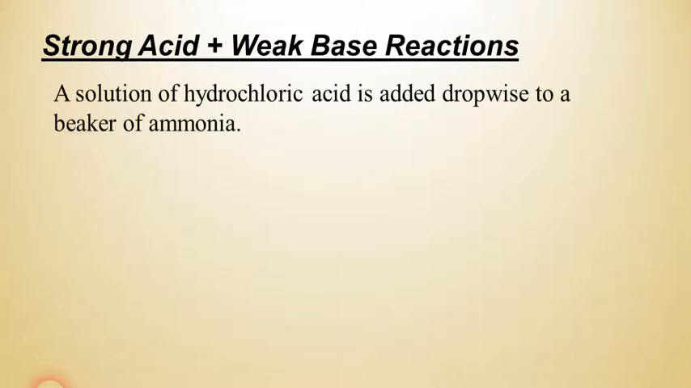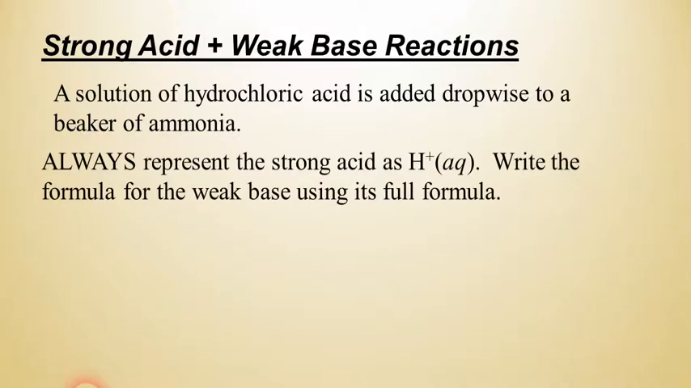So here's an example of a case where you'd have a strong acid and a weak base. A solution of hydrochloric acid is being added dropwise to a beaker of ammonia. Whenever you do this, you always want to represent the strong acid as an H+, whether it's hydrochloric or any other strong acid. Now, the weak base should always be written using its full formula. So ammonia solution is NH3.